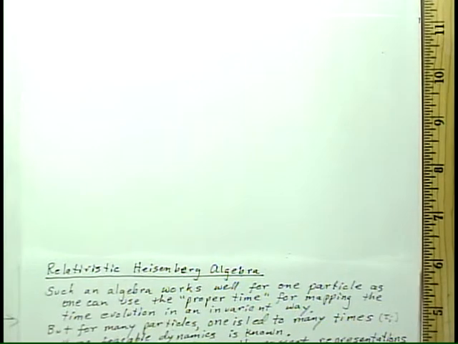We will find, in fact, that such a relativistic Heisenberg algebra works very well for one particle. The reason is that we can use a proper time, so to speak, to do the mapping for the time evolution in an invariant way. However, for many particles, one does get into conflicts, and one ends up with many proper times.